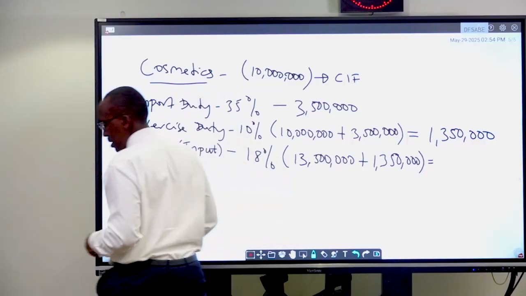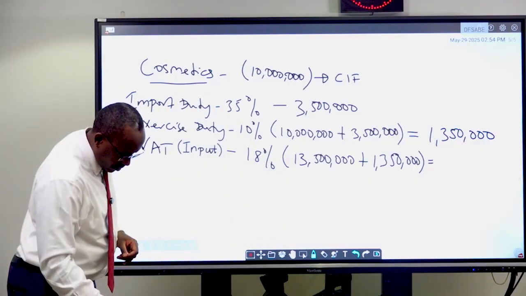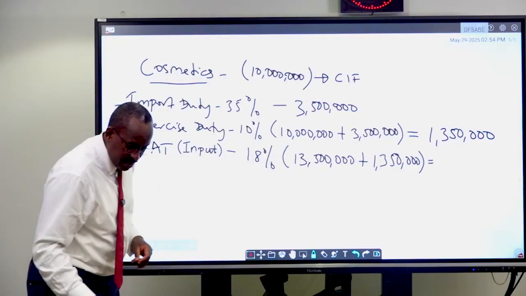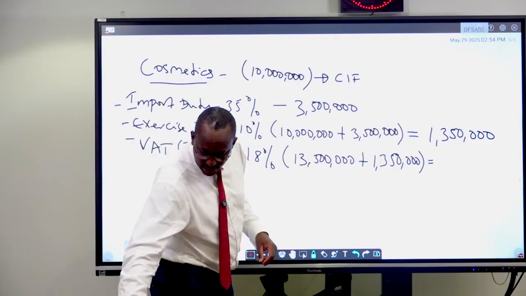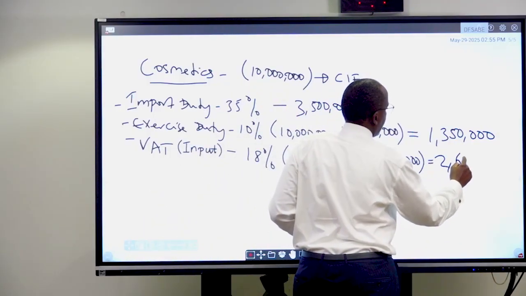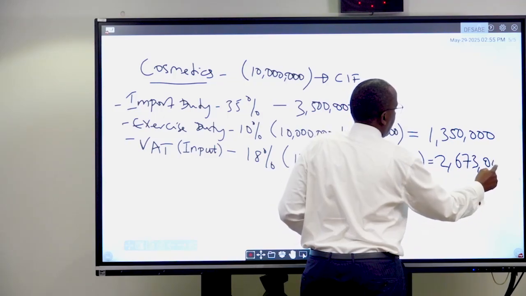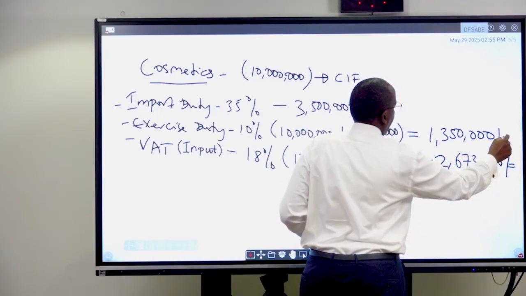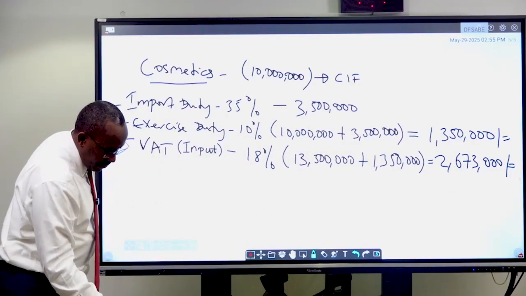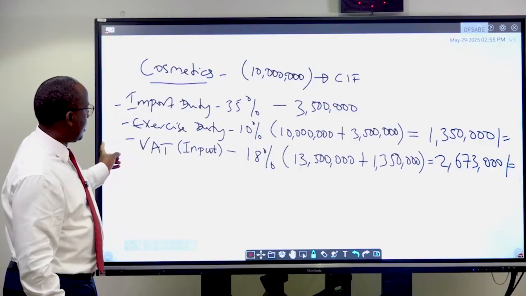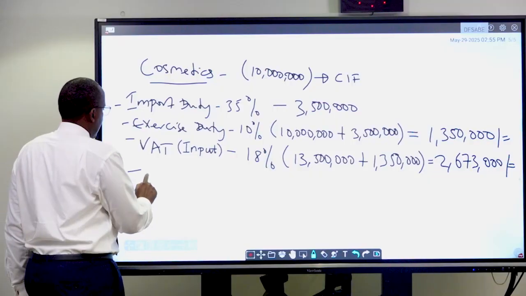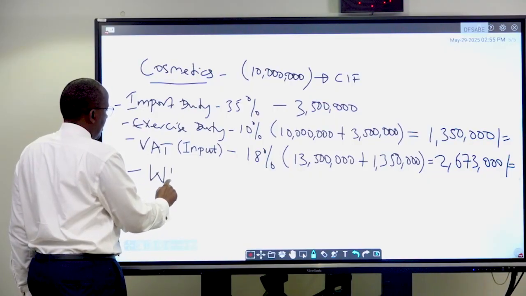So 18% of all that together. In the interest of time, I'll just put it there. It is 2.673 million. I'm jumping some steps here to save our time on air. So that becomes the VAT applicable on this consignment.